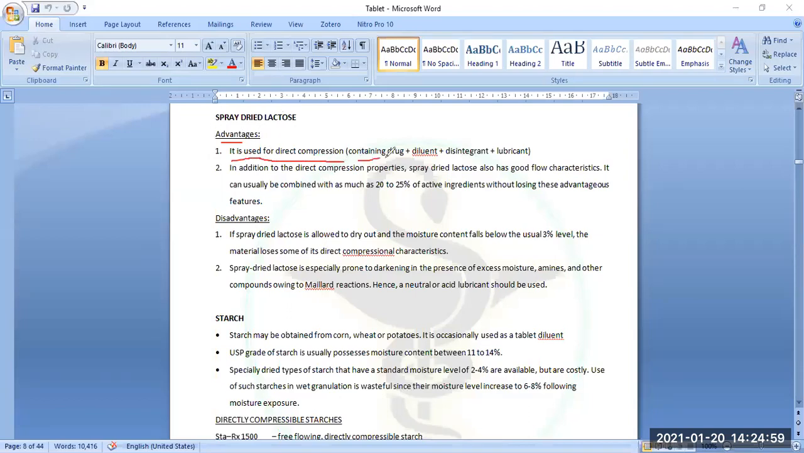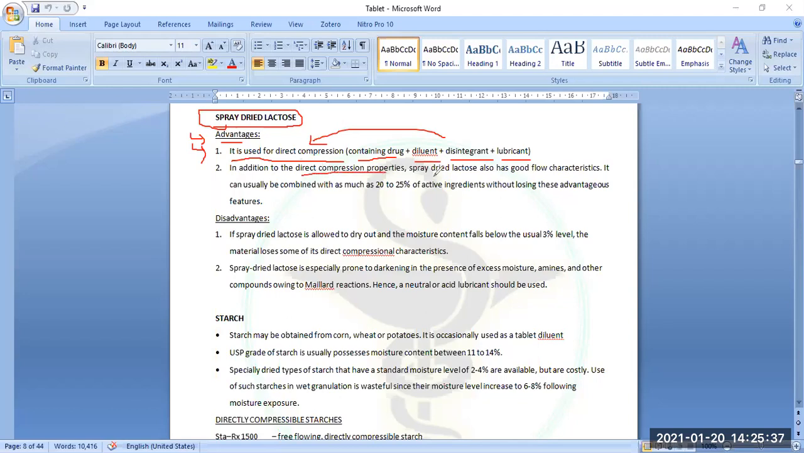It is used for direct compression containing drug, diluent, disintegrant, and lubricant. Directly compressible means you do not require wet granulation or dry granulation, and it gives you good hardness. Why do we go for wet granulation and dry granulation? To improve the hardness, the disintegration time, and the friability of the tablet formulation. But this can be achieved by directly compressing our tablet. So spray dried lactose is a modified ingredient, a directly compressible ingredient.